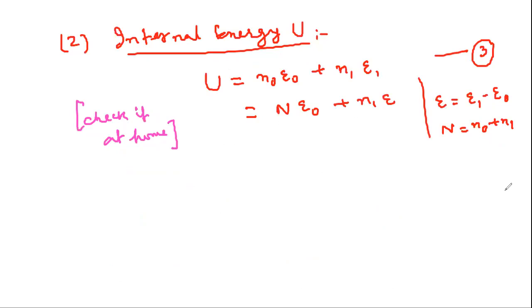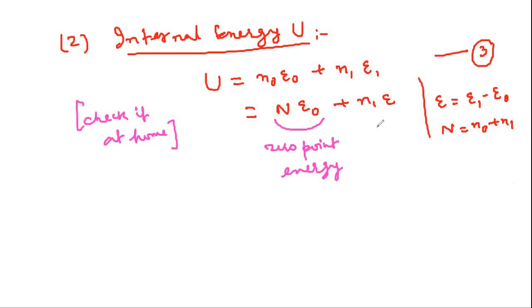Now the first term in this equation is the zero-point energy. So let me name it. This is the zero-point energy. That is the internal energy at T equal to 0.